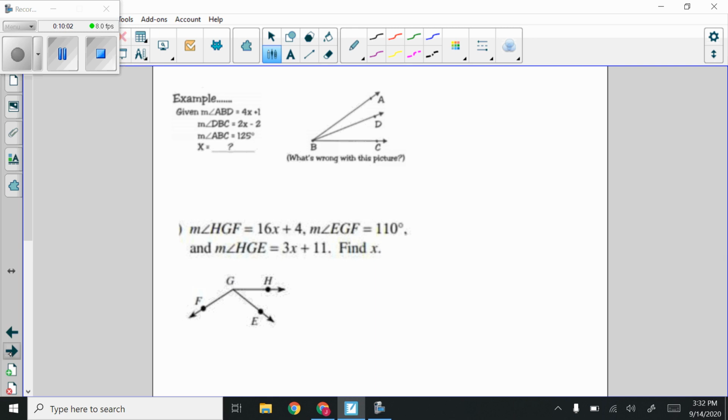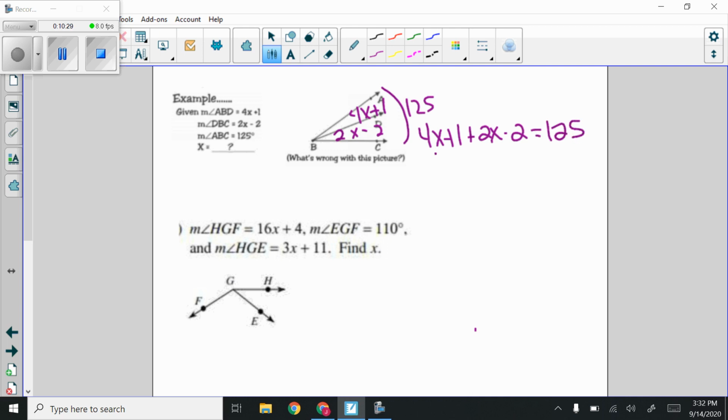So here, given the measure of angle ABD is 4x plus 1, so this little one in here is 4x plus 1. ABC in here is 2x minus 2. The entire thing is 125. And so they want to know what is x. Angle addition postulate tells me if I add the two together, so 4x plus 1 plus 2x minus 2 has to equal the entire angle, which they tell me was 125.